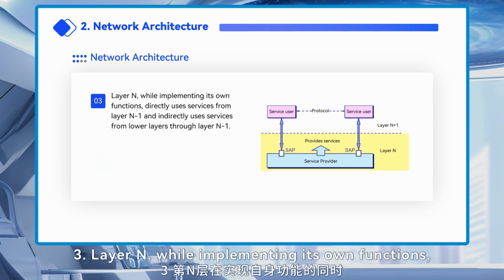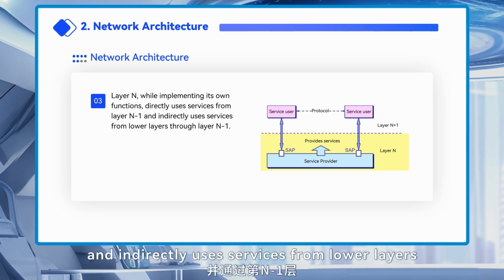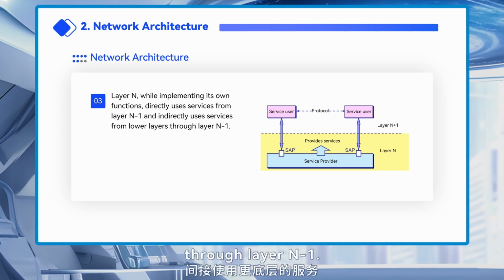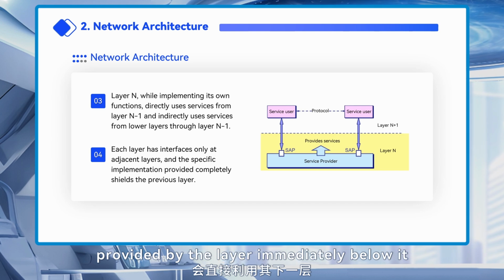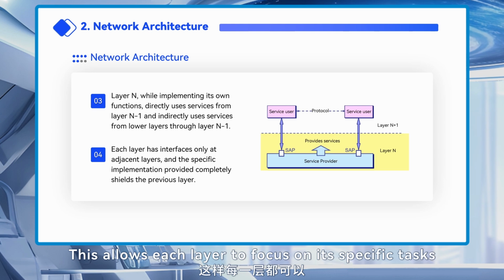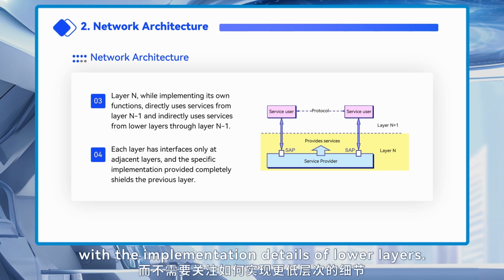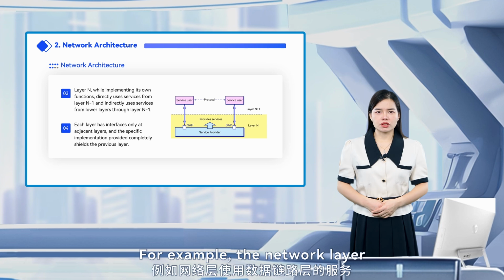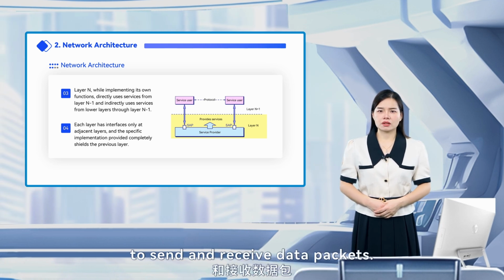3. Layer N, while implementing its own functions, directly uses services from layer N-1 and indirectly uses services from lower layers through layer N-1. Each layer utilizes services provided by the layer immediately below it to perform its functions. This allows each layer to focus on its specific tasks without needing to concern itself with the implementation details of lower layers. For example, the network layer uses services from the data link layer to send and receive data packets.